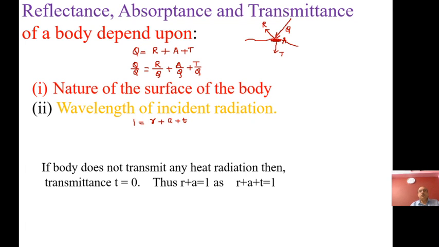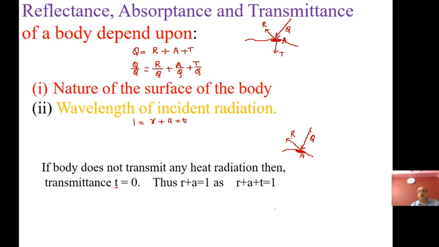Now, if we consider we have a body which is not transmitting, only the radiation which is coming on them is giving reflection and the absorption. Then at this condition, the transmittance T will be equal to 0 because nothing is transmitting. So from the equation R plus A plus T is equal to 1, we will get R plus A is equal to 1.